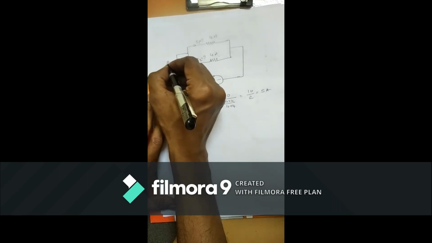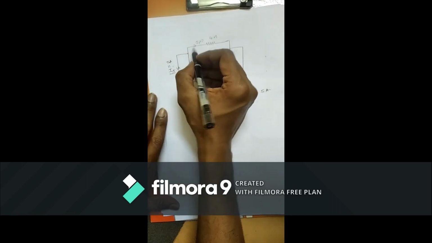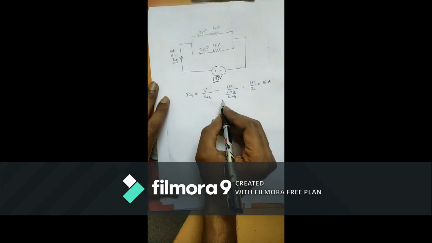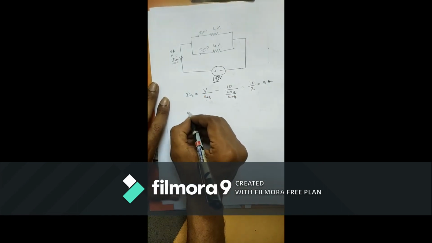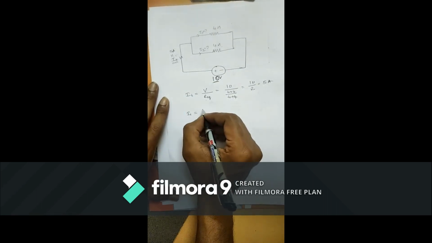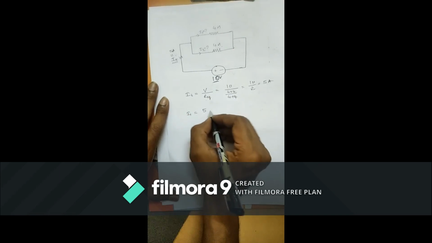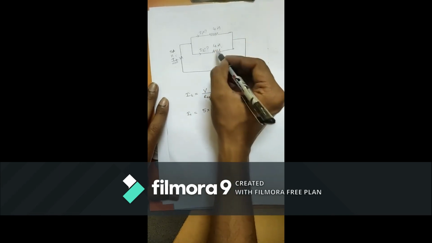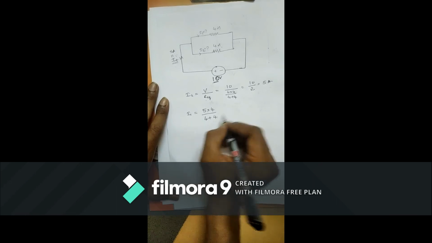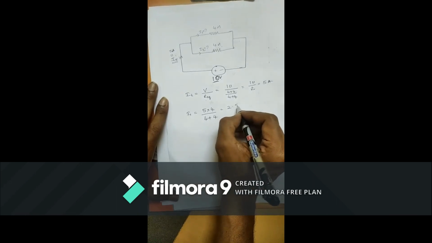This total current of 5 amperes is divided into two branches: I1 along this 4 ohm and I2 along this 4 ohm. Calculate this branch current I1 using the current division rule. I1 is the total current, 5 amperes, times the resistance of the other branch, 4, divided by the sum of the resistances, 4 plus 4. If I calculate this, you will get 2.5 amperes.